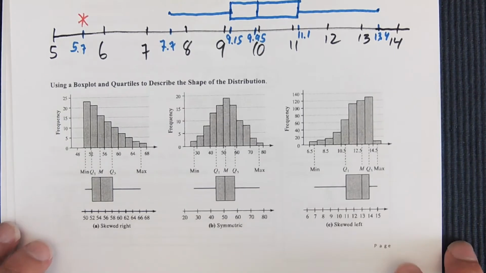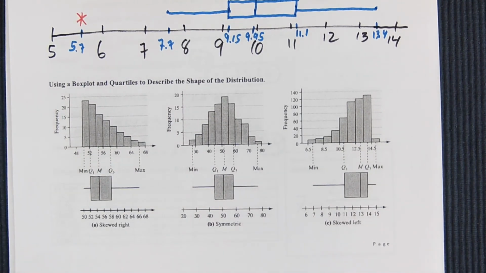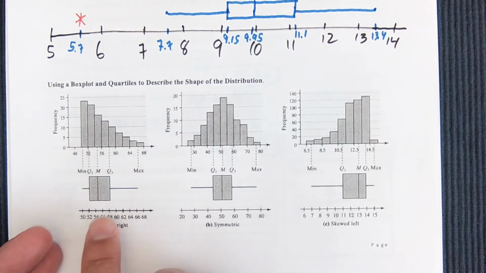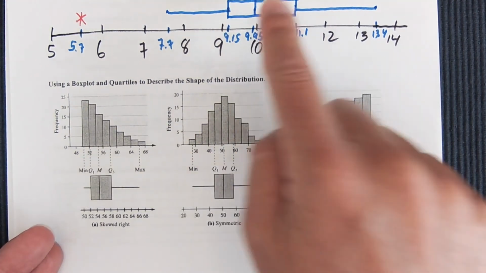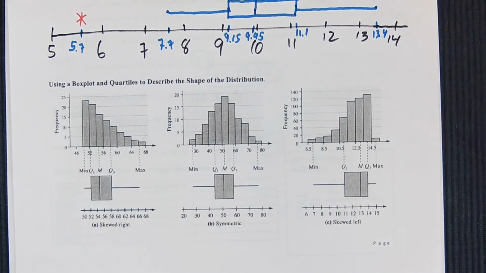And we can use the box plot and quartiles to describe the shape of the distribution. So it's symmetric when this is dead center, which it clearly is not here. When it's skewed like this, it's skewed right. So this one's definitely skewed right. If it was the other way, then it would be skewed left. And that's it for this.